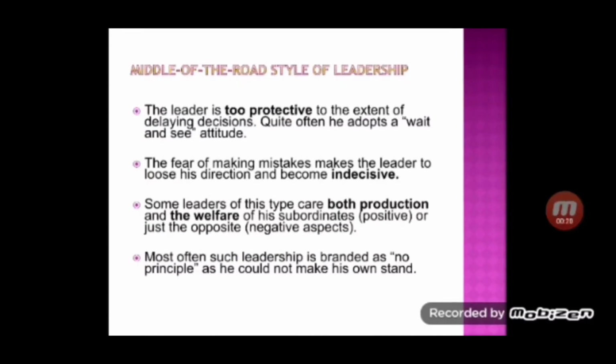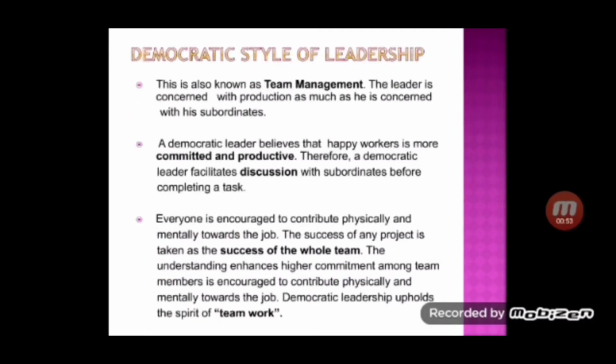So quite often he adopts a wait and see attitude. The fear of making mistakes makes the leader lose his direction and become indecisive. Some leaders of this type care about both production and the welfare of their subordinates, which is a positive, or just the opposite, which is the negative aspect of it. Most often, such leadership is rendered as having no principle, as he could not make his own stand or his own decision, right? So next will be the democratic style of leadership.